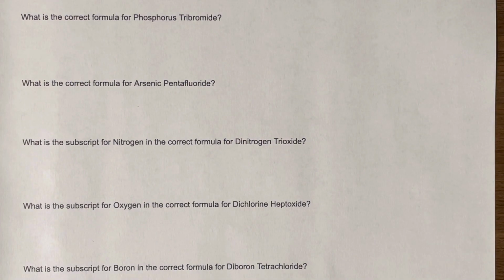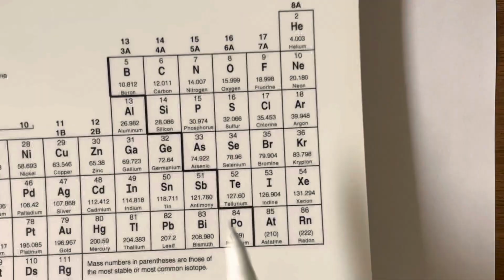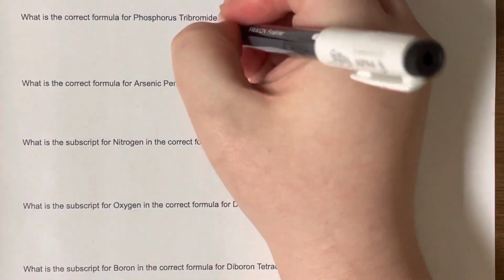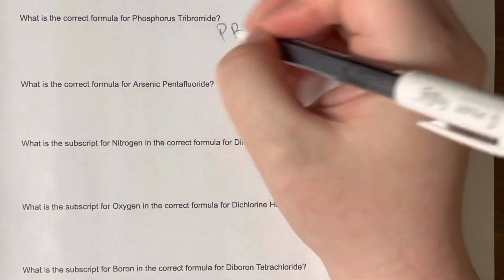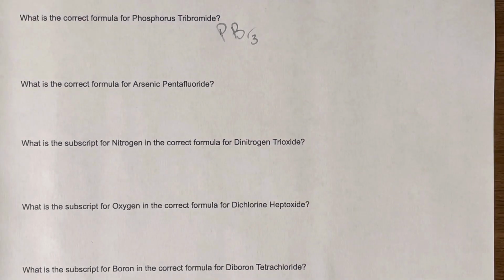What is the correct formula for phosphorus tribromide? I see that I have a prefix, which means that this is going to be covalent, so I can just read the compound's name for its formula instead of doing any math. All I need to do now is identify what the symbols are for each. Phosphorus has the symbol P. I don't have a prefix in front of phosphorus, so that means I'm going to have an invisible subscript of 1. Tribromide, bromide is secretly bromine. Bromine has a symbol Br, and tri means 3. So we're going to have PBr3 as our correct formula for phosphorus tribromide.